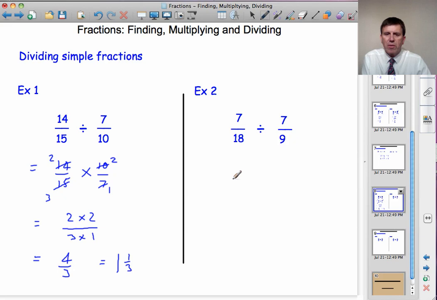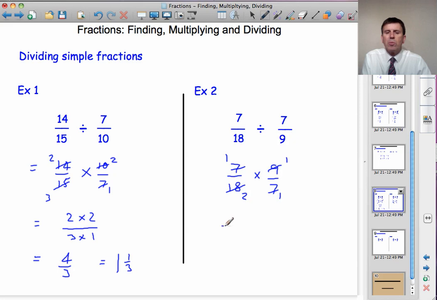7/18 divided by 7/9. We write down the 7/18, we change it to a multiplication, and the second fraction, the one we're dividing by, gets turned upside down. Now can we cancel? Yes, we can cancel by 7. 7 goes into 7 once, and 7 goes into 7 once. We can also cancel by 9, because we've got 9 and 18. 9 goes into 9 once, 9 goes into 18 twice.